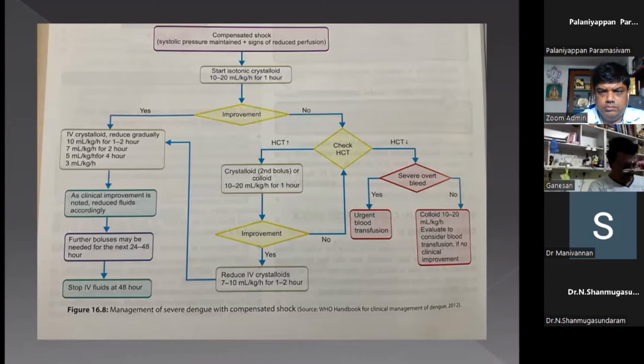If the hematocrit is falling drastically, it means there is a silent bleeding in the GI tract. So think about giving blood, not platelets. Blood transfusion is indicated if there is a sudden drop in hematocrit or obvious bleeding in the GI tract.